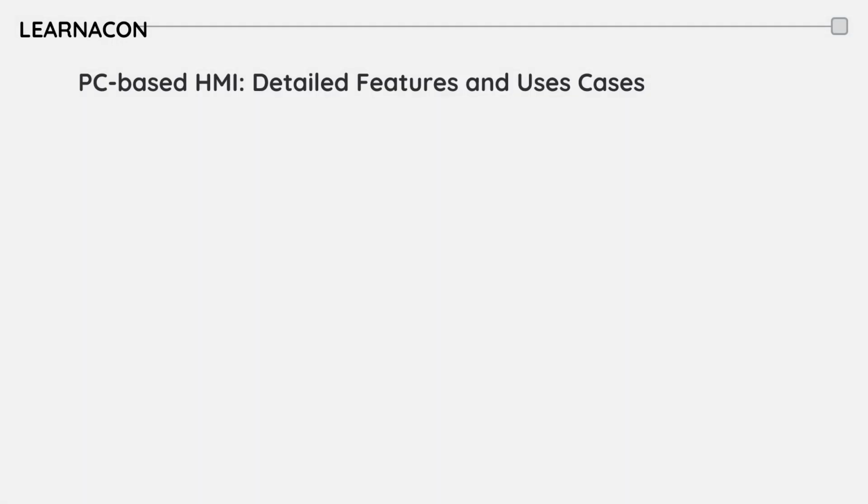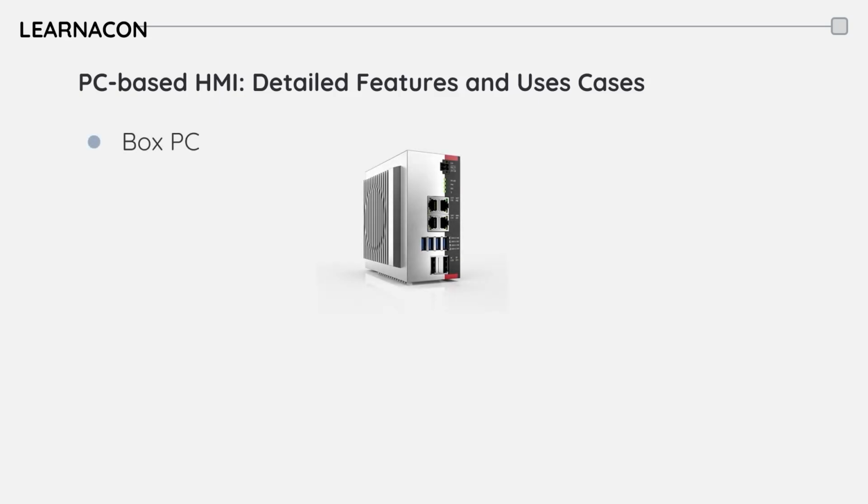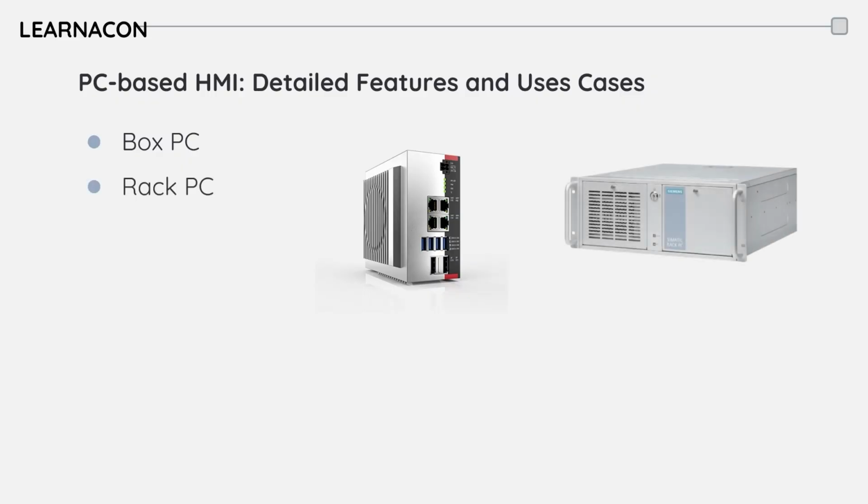Let's dive deeper into the features and use cases of these form factors. The box PC stands out for its durability, low maintenance, and energy efficiency, making it a popular choice for industrial automation and IoT applications. Rack PCs, on the other hand, offer high processing power and storage, making them ideal for data-intensive HMI systems in large facilities.